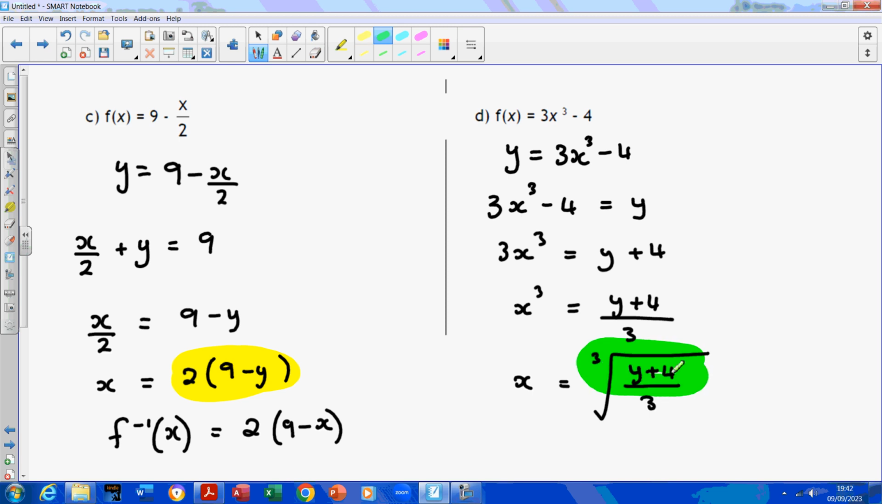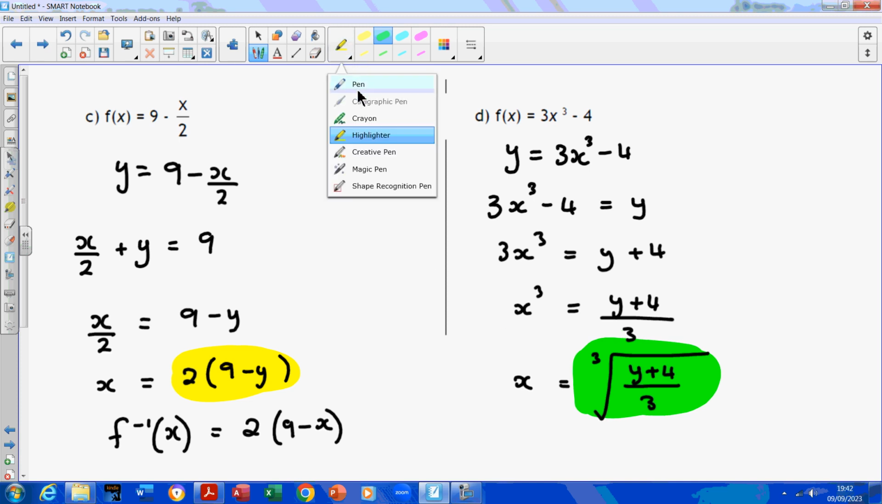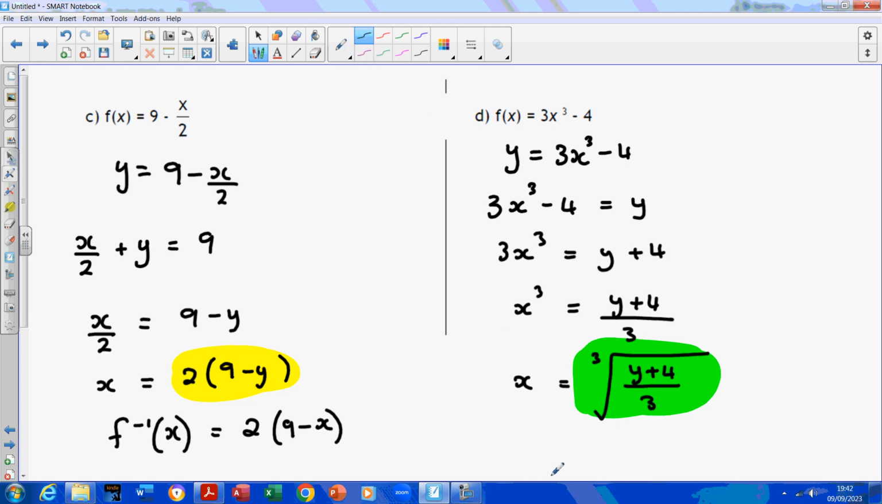So there is the answer sitting there. And all I have to do now is finish it off. You must do this last wee step and write down what you were asked. So you were asked to write down the formula for the inverse. So f inverse in terms of x is equal to the cube root of x plus 4 all over 3.